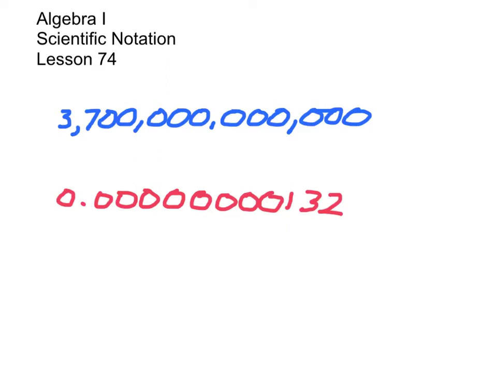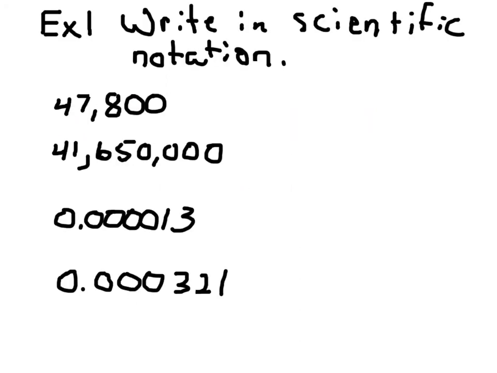Or, for example, in the red, maybe how small a microbe is. Those numbers can be very small, and we want to write these numbers in convenient ways, or ways that are less time consuming. And this is what we call scientific notation. Scientific notation is a way to write very large numbers or very small numbers in a short and less time consuming way. Let's take a look at example 1, and let's see what scientific notation really is.